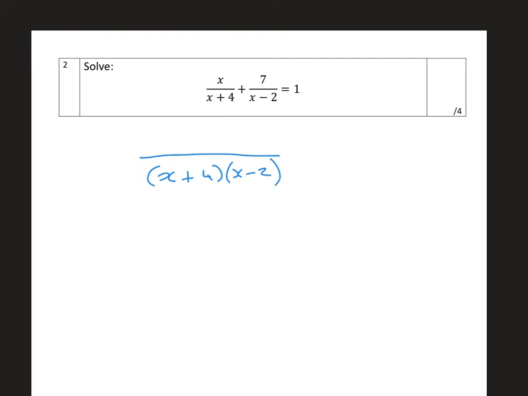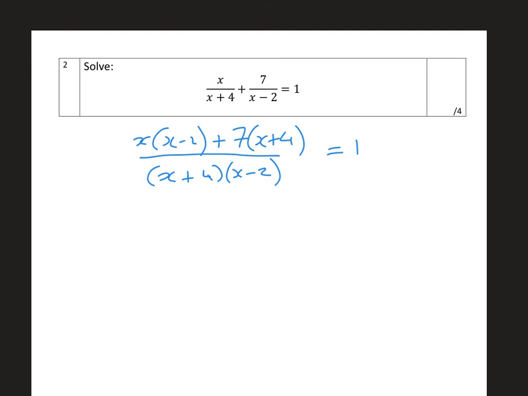The first fraction, I've already got the x plus 4 in the bottom, so I need to times the bottom by x minus 2, so I need to times top by x minus 2. The second fraction, I've already got the x minus 2 in the bottom, so I need to times bottom by x plus 4, so I need to times top by x plus 4, and once they have common denominators, I can just add the tops.